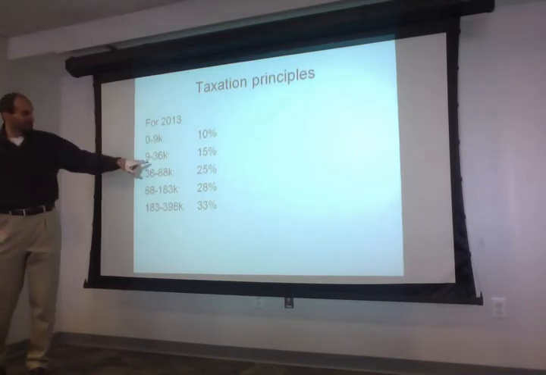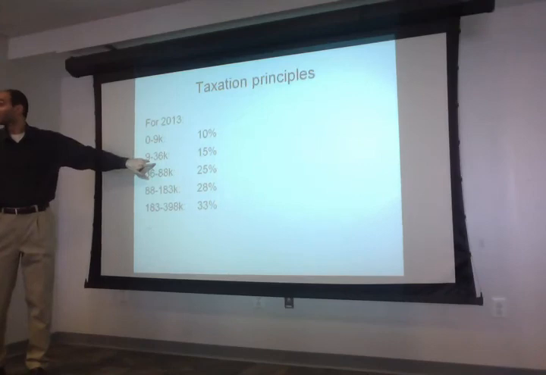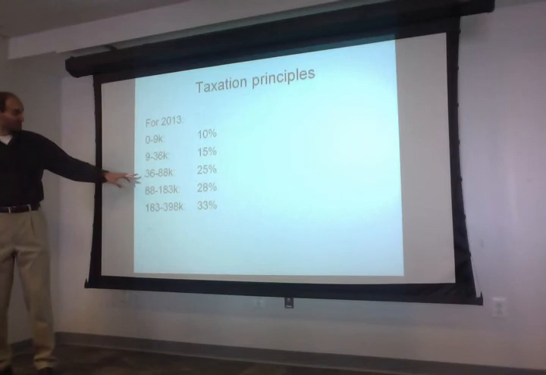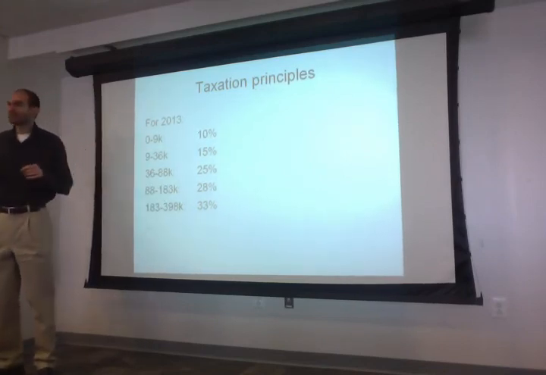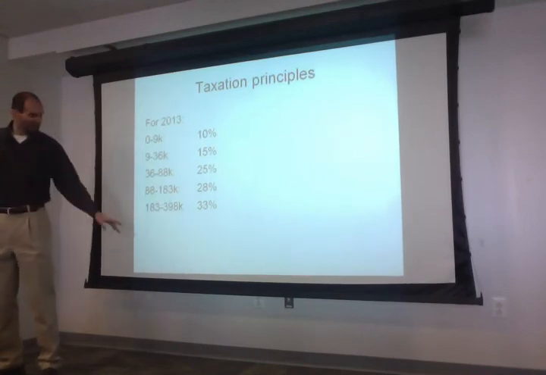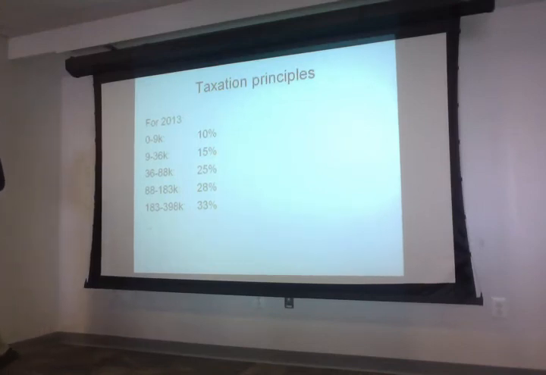Then on the next 27,000 of your taxable income, from 9 to 36,000, you pay 15%. Then on the next chunk of your income, you pay 25. And on the next chunk, you pay 28. And on the next chunk, you pay 33. And there are a couple other chunks that are probably not very relevant. So when you want to calculate the total amount of federal tax that I owe on my taxable income of $100,000, for example, right?